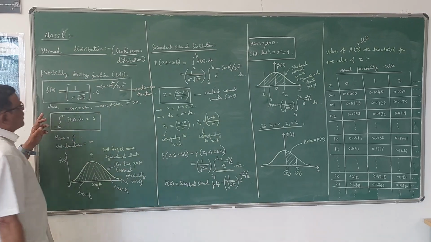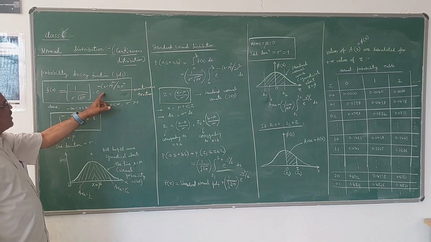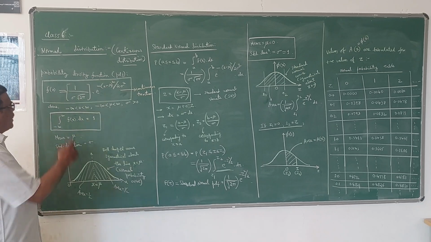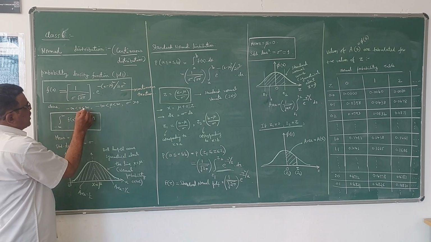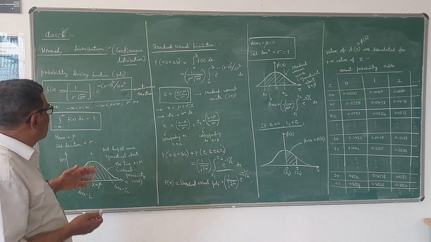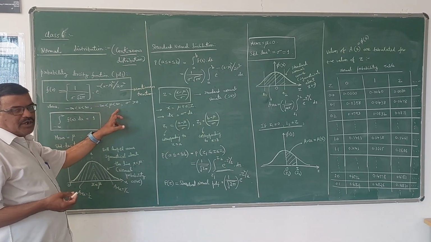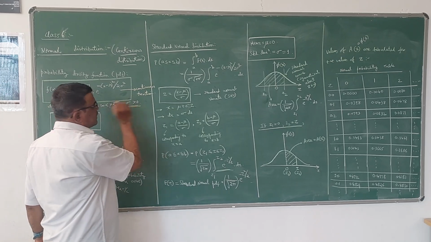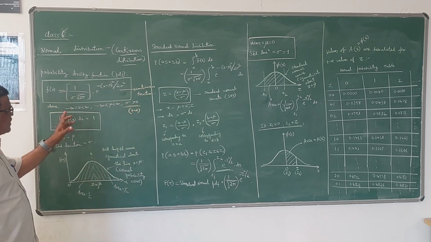Here, if you observe, this is a function of x. If you go on giving values of x, you will get different values of this function. The condition is that this x value can vary from minus infinity to plus infinity, that means it can be any real number, negative or positive. Mu also can vary from minus infinity to plus infinity, and sigma, the standard deviation, is greater than 0, that means it is positive.